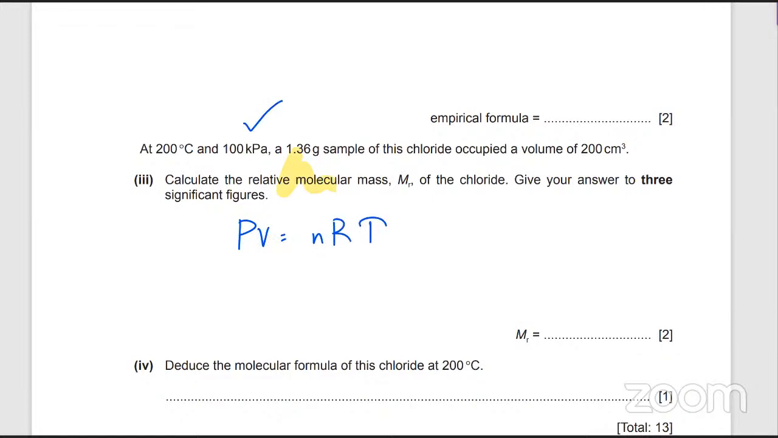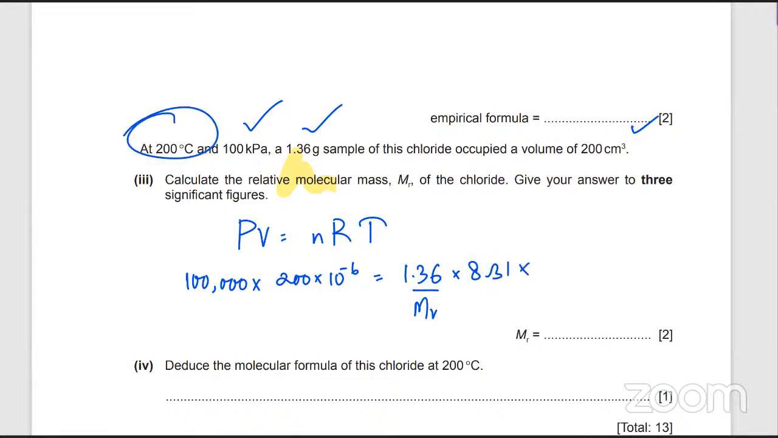Pressure क्या है? 100. It should be in pascals, so 100,000. Volume is 200 cm cube. That should be in meter cube, so that's 200 times 10 power minus 6. n is mass over MR. Mass given at 1.36 grams. So moles is mass over MR, which is what we are looking for. R is 8.31. And the temperature is given, that's 200 centigrade, but it should be in Kelvins.